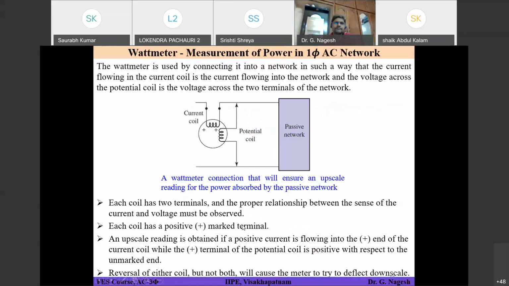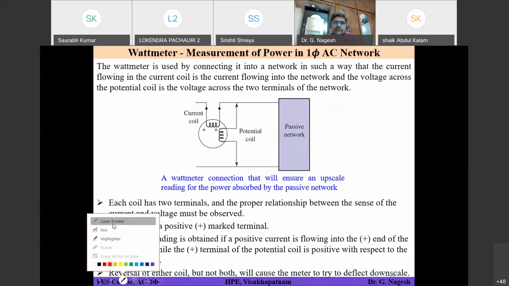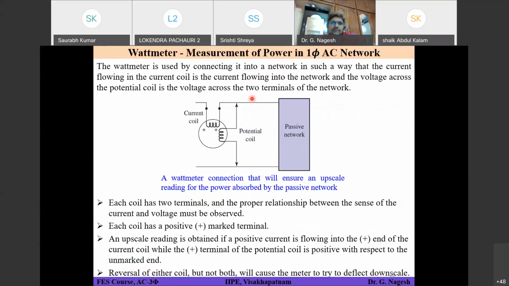So we have two coils in the wattmeter and these should be connected to your passive network. This is how you have to connect. You will have the current coil in series with the load and the potential coil in parallel with the load. Next, when you have two terminals, some indication should be there. Let's say you have terminal 1 and terminal 2 for the current coil, and terminal 1 and terminal 2 for the potential coil.